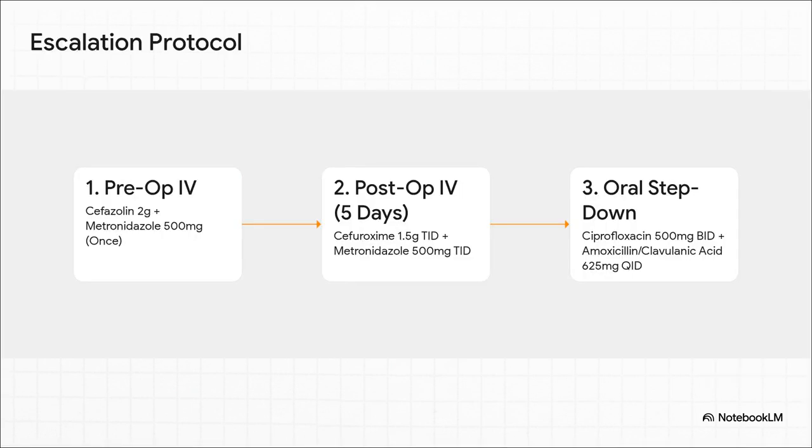For a situation this risky, we need a full multi-phase strategy. Phase 1 is the pre-op strike. We hit them with broad-spectrum IV coverage. Cefazolin for the aerobes, plus metronidazole to cover the anaerobes that are so common with biliary obstruction. Phase 2 is a 5-day course of post-op IV antibiotics to suppress anything left over. Then, if the patient is doing well, we move to Phase 3, a step down to a broad oral regimen to finish the course. This isn't just prophylaxis anymore. It's a full-blown peri-procedural treatment.